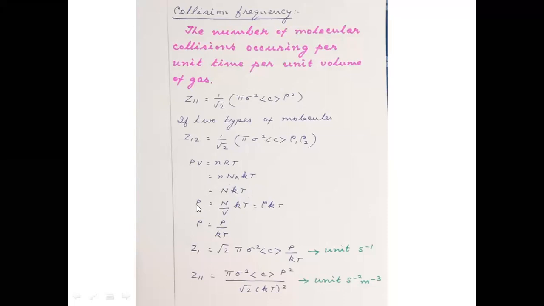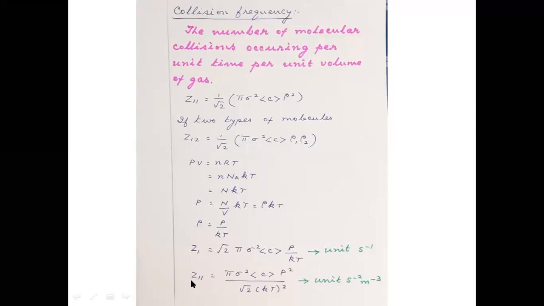So pressure is equal to number of molecules divided by volume into kT, where this N by V is nothing but number density rho. Therefore, number density rho is equal to P by kT. That P by kT is substituted in the place of rho. Therefore, Z1 is equal to square root of 2 pi sigma square average velocity into pressure by kT.